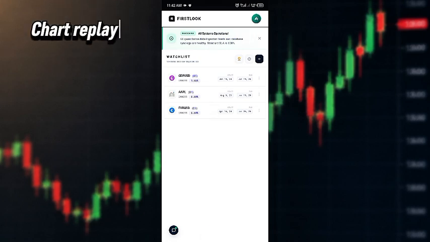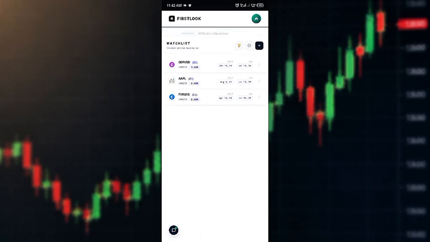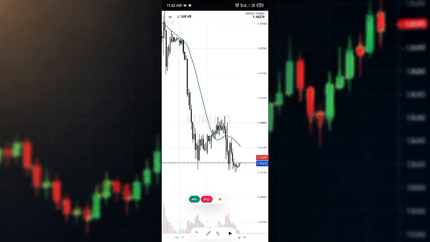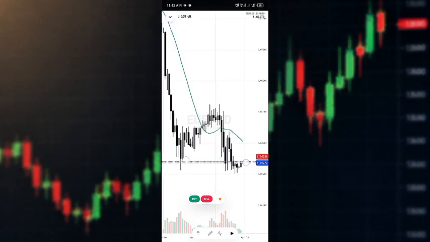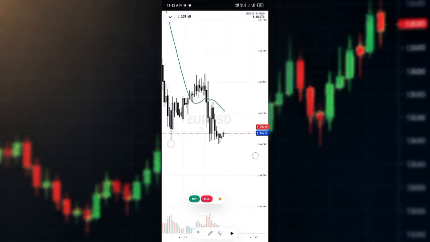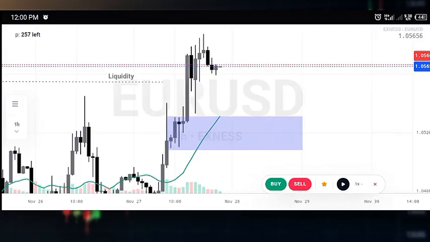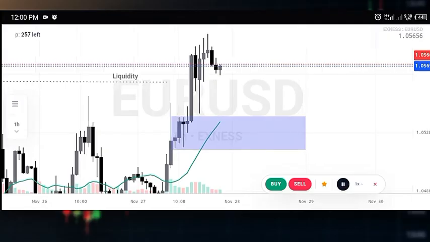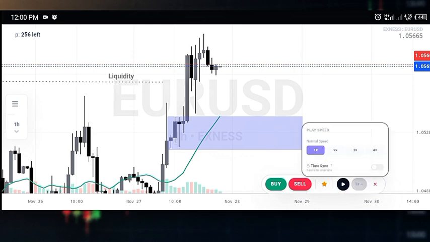The second feature is chart replay. Open a watch list. This is one of the most important tools for realistic backtesting. Instead of seeing the entire chart at once, replay mode reveals candles one at a time. This prevents you from seeing future price action.